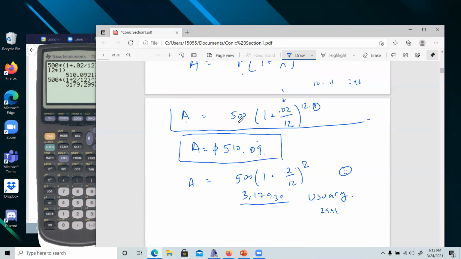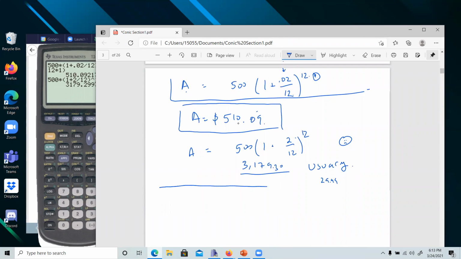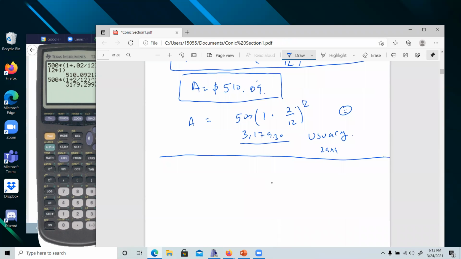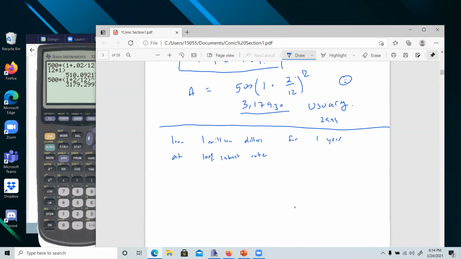So speaking of being usurious, we're going to do a little experiment. We're going to take out a loan for $1 million for 1 year at a 100% interest rate. So a lot of ones in here. If we compound it once a year, here's my n, it's 1. And I'm just going to remind us, A equals P(1 + r/n)^(nt).